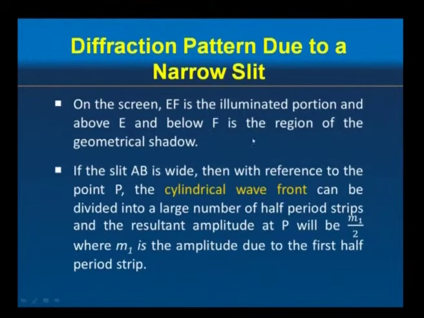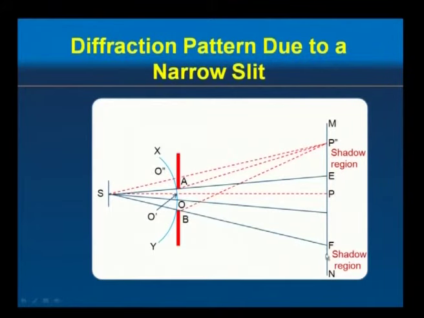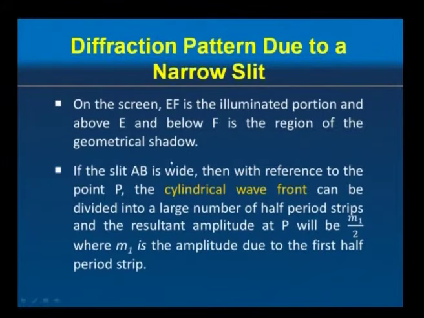So on the screen, EF is the illuminated portion, and above E and below F, that should be geometrical shadow. Obviously, you should expect darkness. If the slit AB is wide, then with reference to the point P, the cylindrical wavefront can be divided into a large number of half period strips, and the resultant amplitude at P will be m1 by 2, where m1 is the amplitude due to the first half period strip.